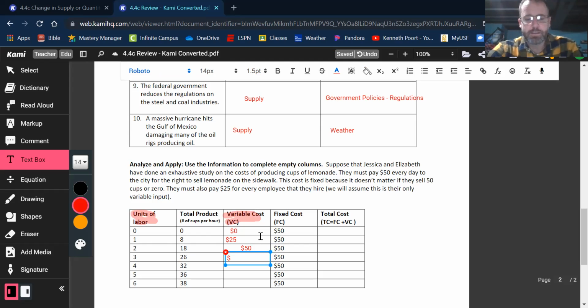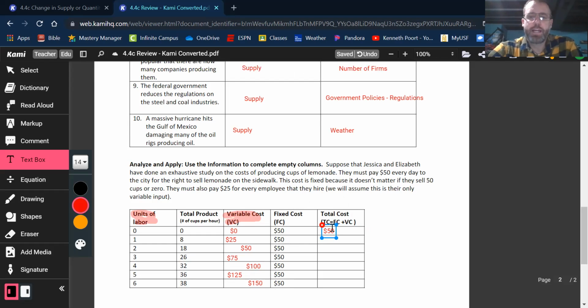It's going to be pretty common here, right? So 50 is 75 because 25 times 3. Go to 4 employees, so 25 times 4 is $100 in variable cost. 25 times 5 gives me $125 in variable cost. And 25 times 6 is going to give me $150 in variable costs. All right. And then all you got to do for your total cost column, just add those across. All right, so 50 plus 0 is going to give you $50 in total cost.